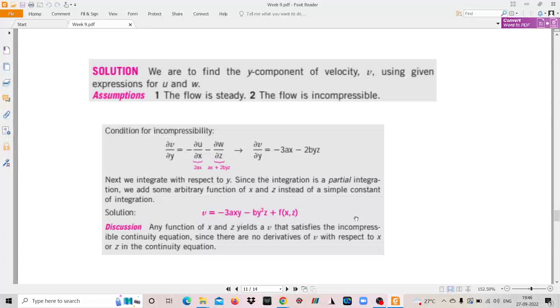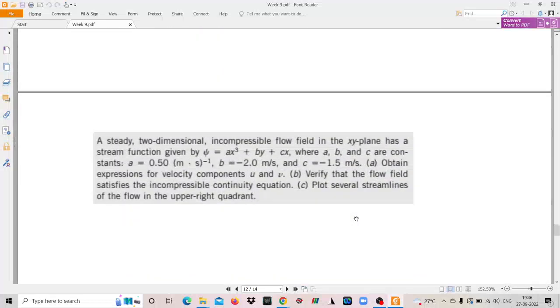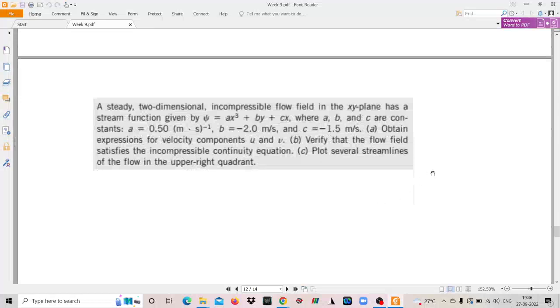Now let's move to the next problem and the last problem of today's session. A steady two-dimensional incompressible flow field in the xy plane has a stream function given by ax cube plus by plus cx, where a, b, c are constants. The value of a is 0.5 per meter per second, b is equal to minus 2 meter per second, and c is minus 1.5 meter per second.